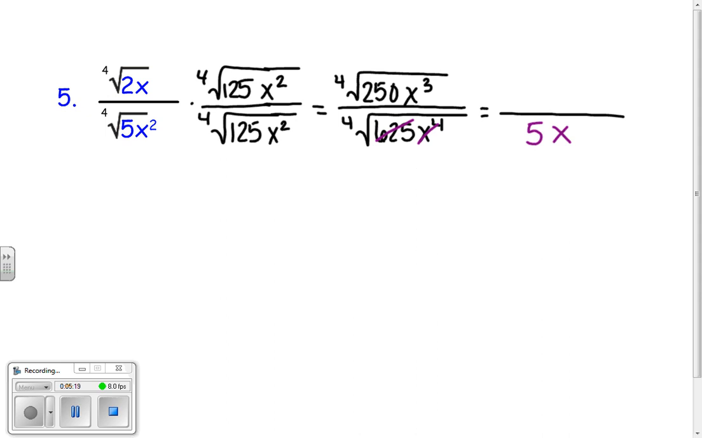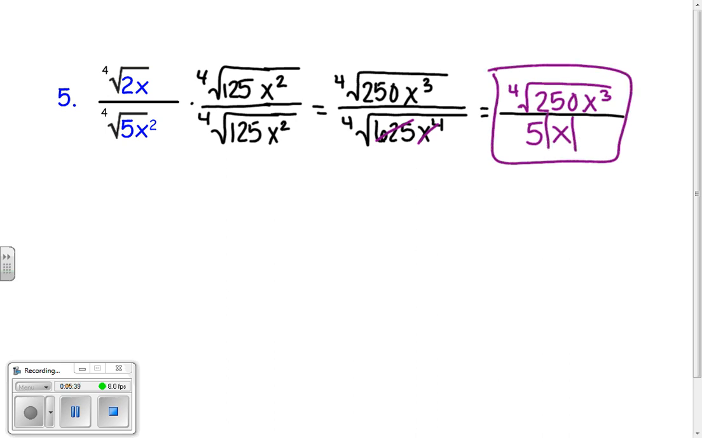On the top, 250 is not a perfect fourth root, and it cannot, oh, maybe it can. So it just stays as the fourth root. Shouldn't be purple. Well, sorry. The fourth root of 250 x cubed. You did start even and end odd on the bottom, so you need absolute values around the x.